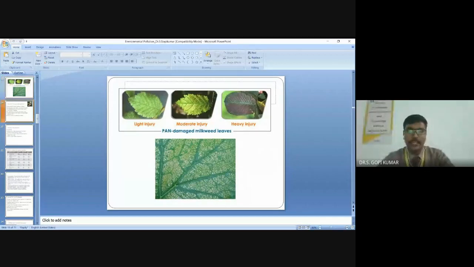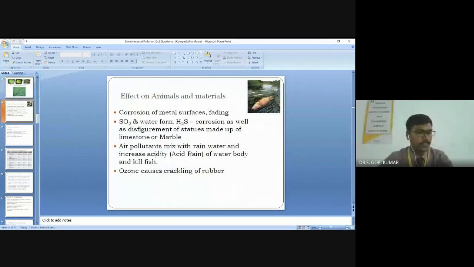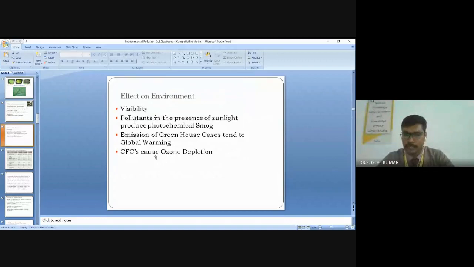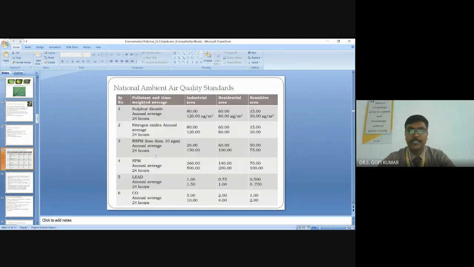Now, the effect on animals and materials. Animals are getting affected due to air pollution, and there is an effect on the environment. Environmental effects of air pollution are that visibility is blocked and chlorofluorocarbon emission leads to ozone depletion, causing global warming. These are the direct effects on the environment.